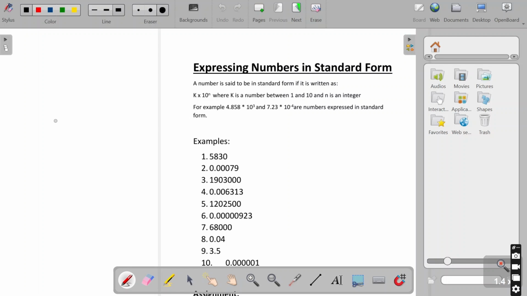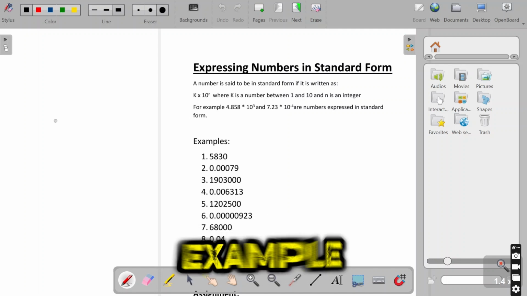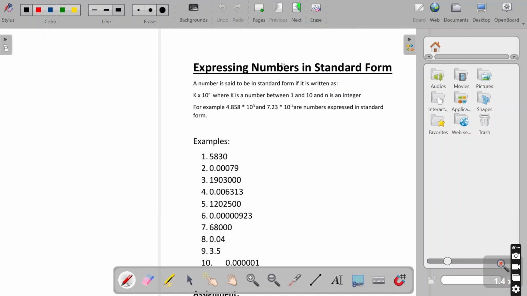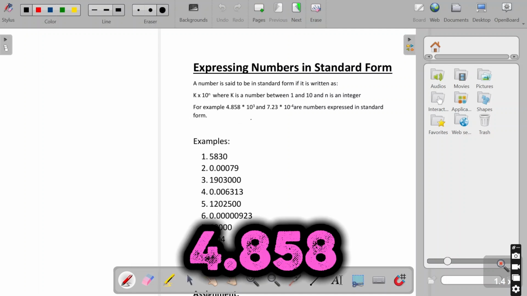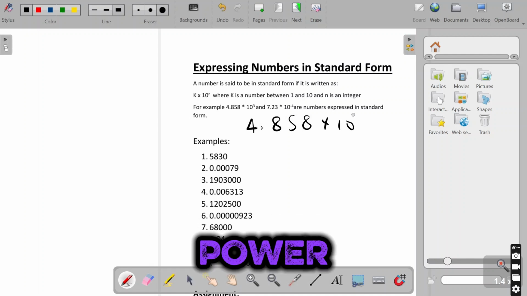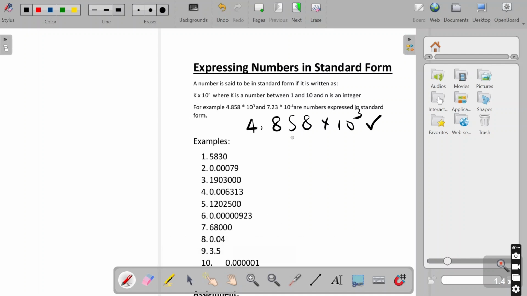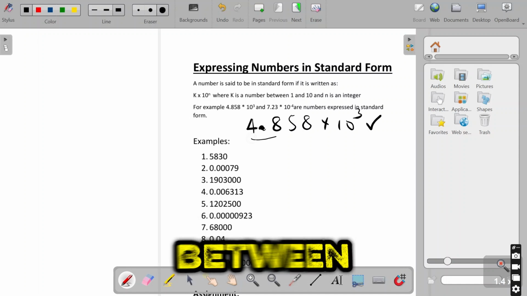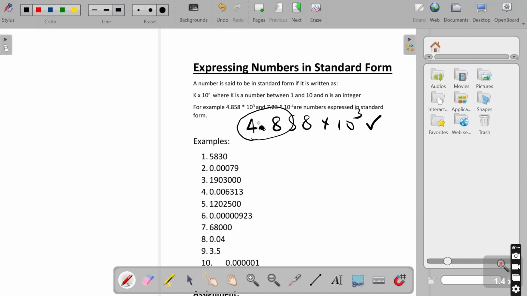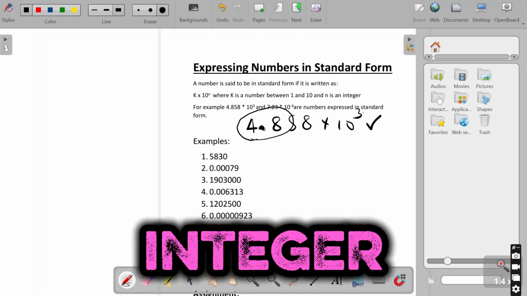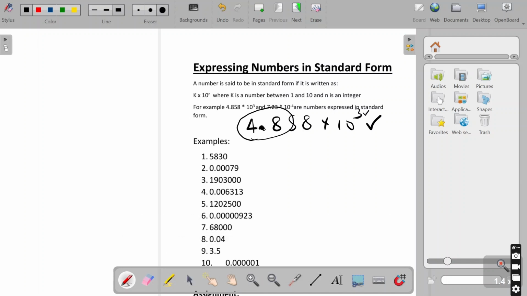While expressing numbers in standard form, for example, you can have a number like 4.858 times 10 raised to the power 3. This is a standard form. We can see that this number 4.8 is a number between 1 and 10. This represents the k, and this is the integer that is positive. Is it positive or negative?